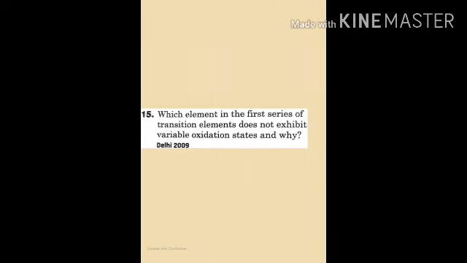Next question. Which element in the first series of transition elements does not exhibit variable oxidation state and why? The answer for this question is zinc. Zinc does not show variable oxidation state because it has a completely filled d orbital. As I told you, all the properties of the transition elements are because they have a partially filled d orbital. Okay, partially filled: it should not be empty, or completely filled also. Here zinc has the configuration 3d10 4s2, so they are completely filled, so it won't show variable oxidation state.